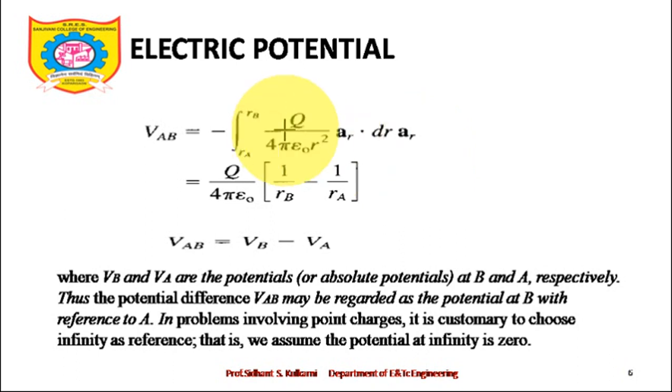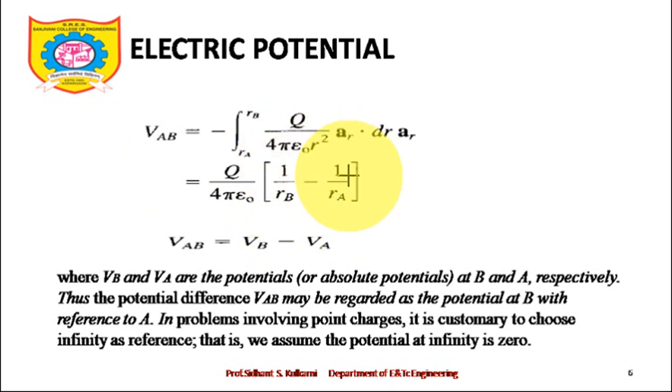If I try to solve this, q upon 4 pi epsilon is a constant and will come outside the sign of this integration, and then 1 upon r square I can write as r raised to minus 2 dr, so r raised to minus 1 upon minus 1, which comes as 1 upon r. You will put in the lower limit and upper limit, and finally you will get the expression as q upon 4 pi epsilon, in brackets, 1 upon rb minus 1 upon ra.